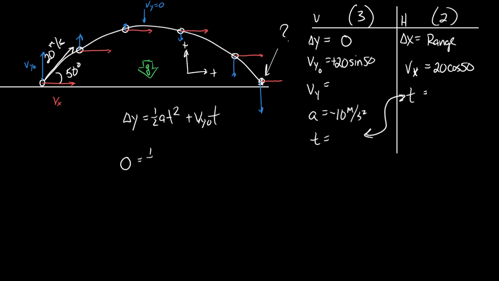0 equals 1/2 times negative 10 t squared plus, this part, we can get a number for that, right? 20 times sine of 50. Make sure your calculators are in degrees. I know what I got. Hope you got the same. I got 15.3. That makes sense to me. It's less than 20. We all good? All right.